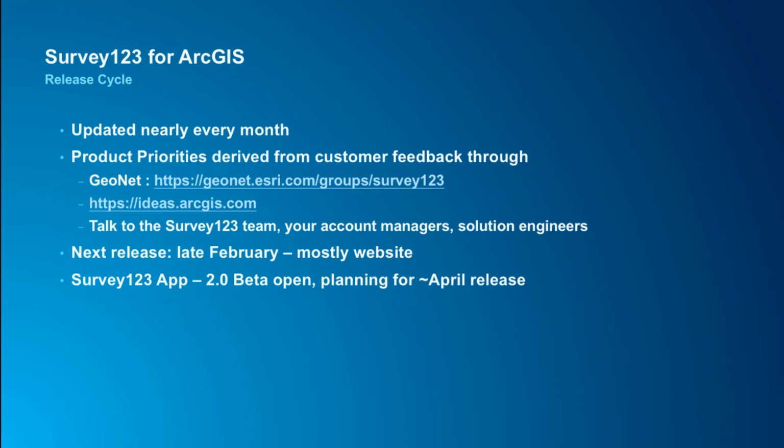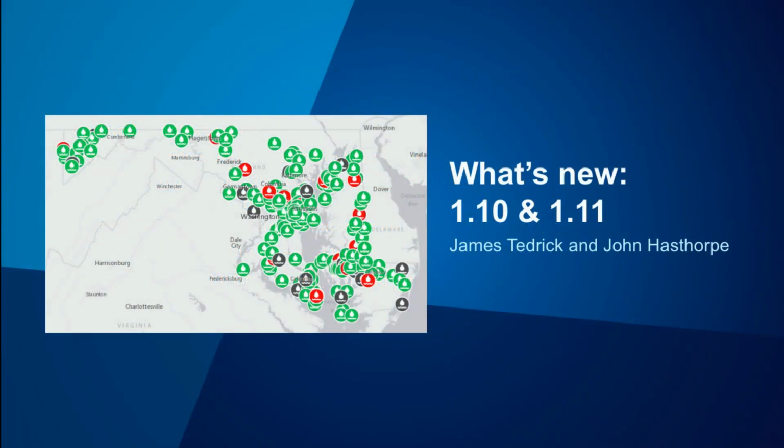Our last release, which was an update of the website component, was in February. Before that, the last release of the mobile application was in December, with a small patch in January. Currently, as Jonathan said, we have a beta for our 2.0 version of the field application ongoing at the Esri early adopter site, and we're expecting an April release for that. So now what we're going to do is a little bit of demonstrating what we've introduced over the past few releases with Survey123.